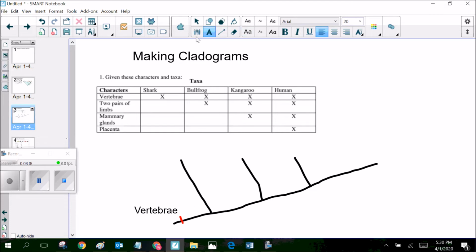Okay, the first organism to evolve after that occurred was my shark. So I'm going to put my shark right here. The shark's the first one to evolve after the evolution of the vertebrae. The second trait that I'm going to put on is 2 pairs of limbs, because I can see that that's the next one that's shared by the most organisms. So I'm going to go ahead and put that here, and I'm going to write that in. So I'm just going to say 2 pairs of limbs, like that. Okay, and the first organism to evolve after 2 pairs of limbs came along was my bullfrog. So I'm going to put my bullfrog right there.